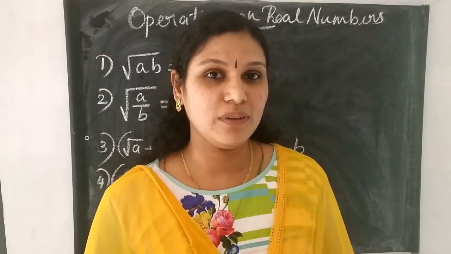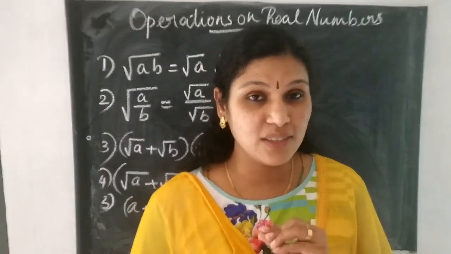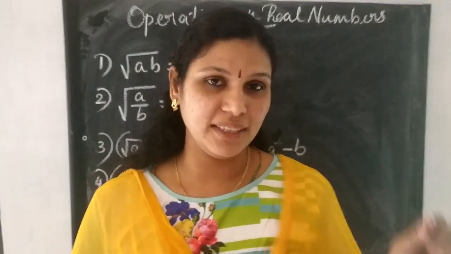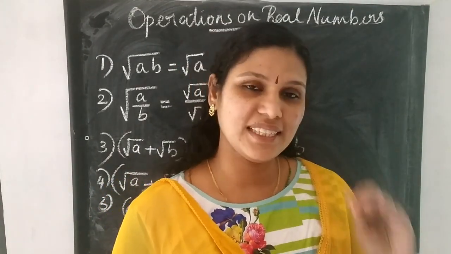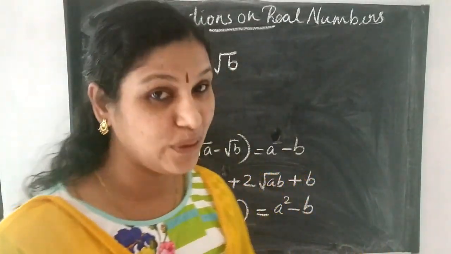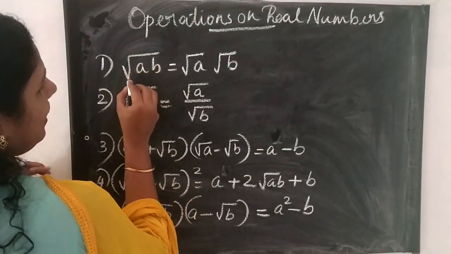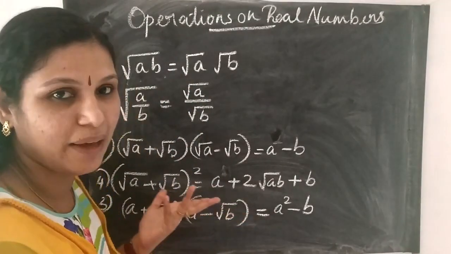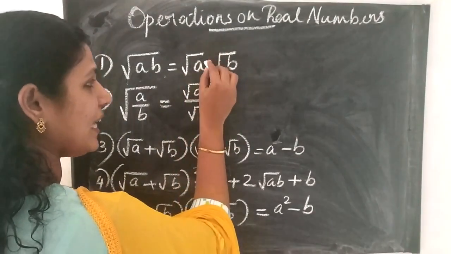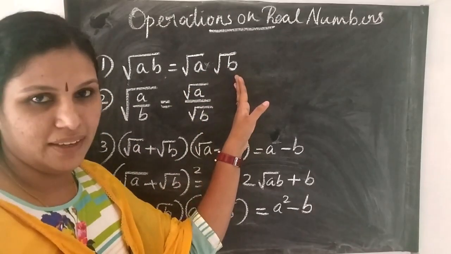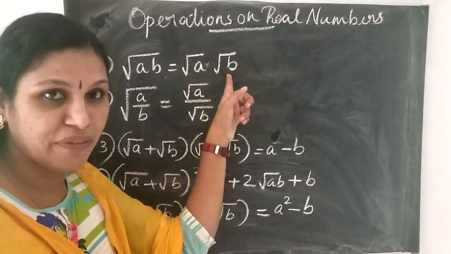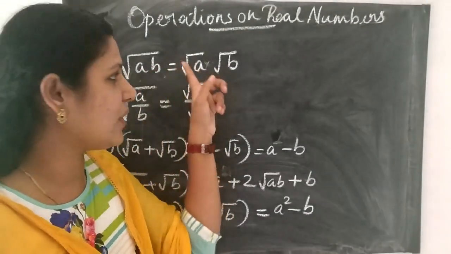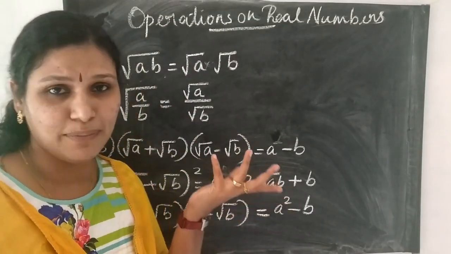Today we are going to discuss operations on real numbers. For that we need to study some identities. No need to worry about these identities, we know about them. Here, root AB, how to write this root AB? That is root A into root B. So root A into root B we can write as root AB, or root AB we can split as root A into root B. It's a very simple one.